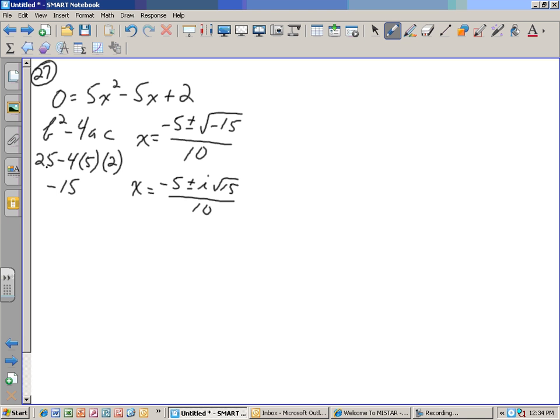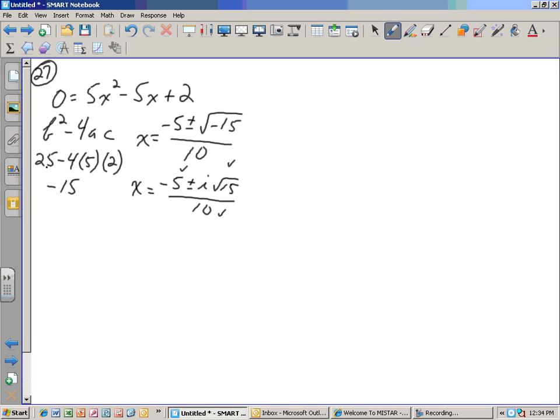And now I'm going to take my answer, which is what you should have got for problem number 27. We cannot reduce the negative 5 and the 10. You cannot reduce those two, not unless you can reduce all three terms. But you're going to notice in the book, it does break it apart. And let me show you how to break it apart, to put it in the form a plus bi.